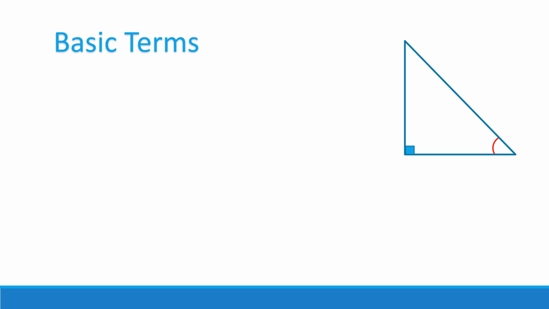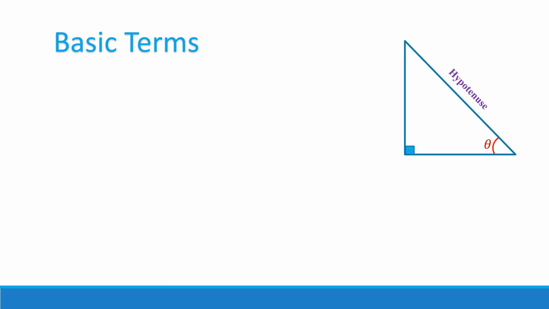Now for this right angle triangle, if we consider this angle, then there are things by which we can define which side will be called as base, which side will be called as hypotenuse, which side will be called as perpendicular. We all know that this side which is opposite to 90 degree is known as hypotenuse. So this side will be called as hypotenuse.